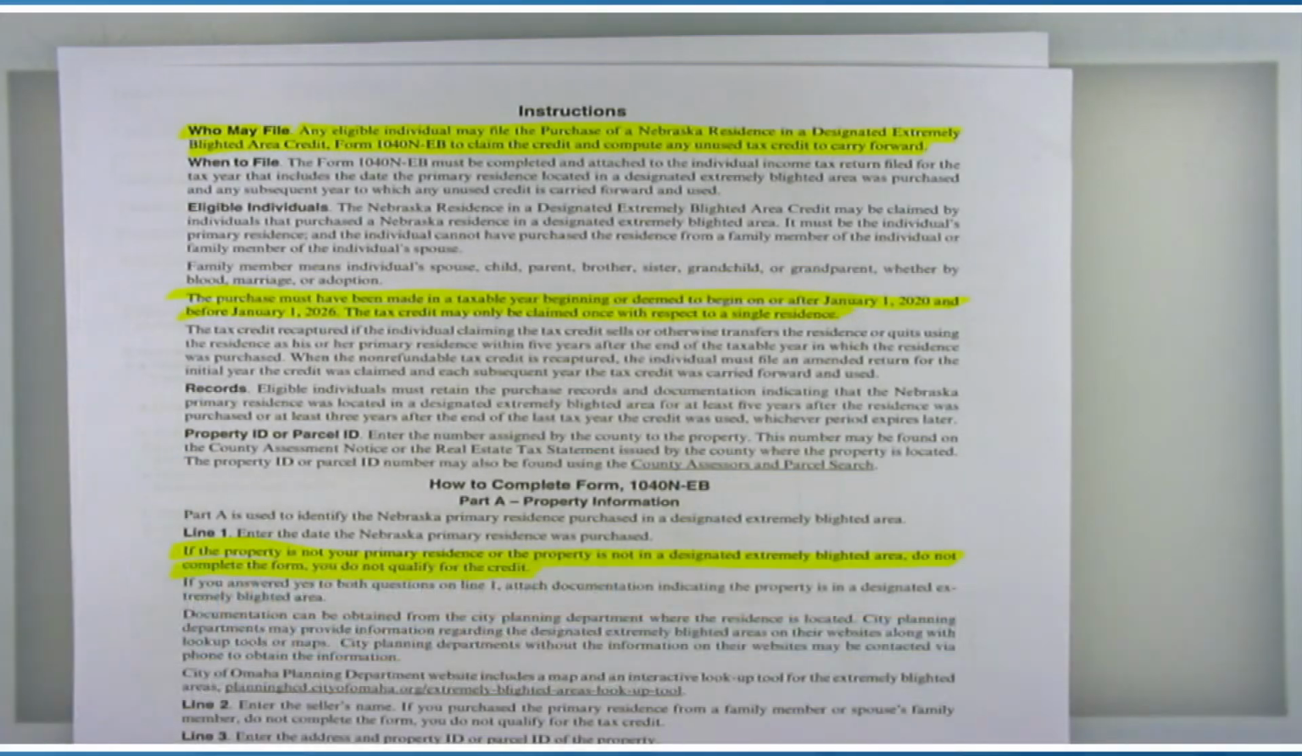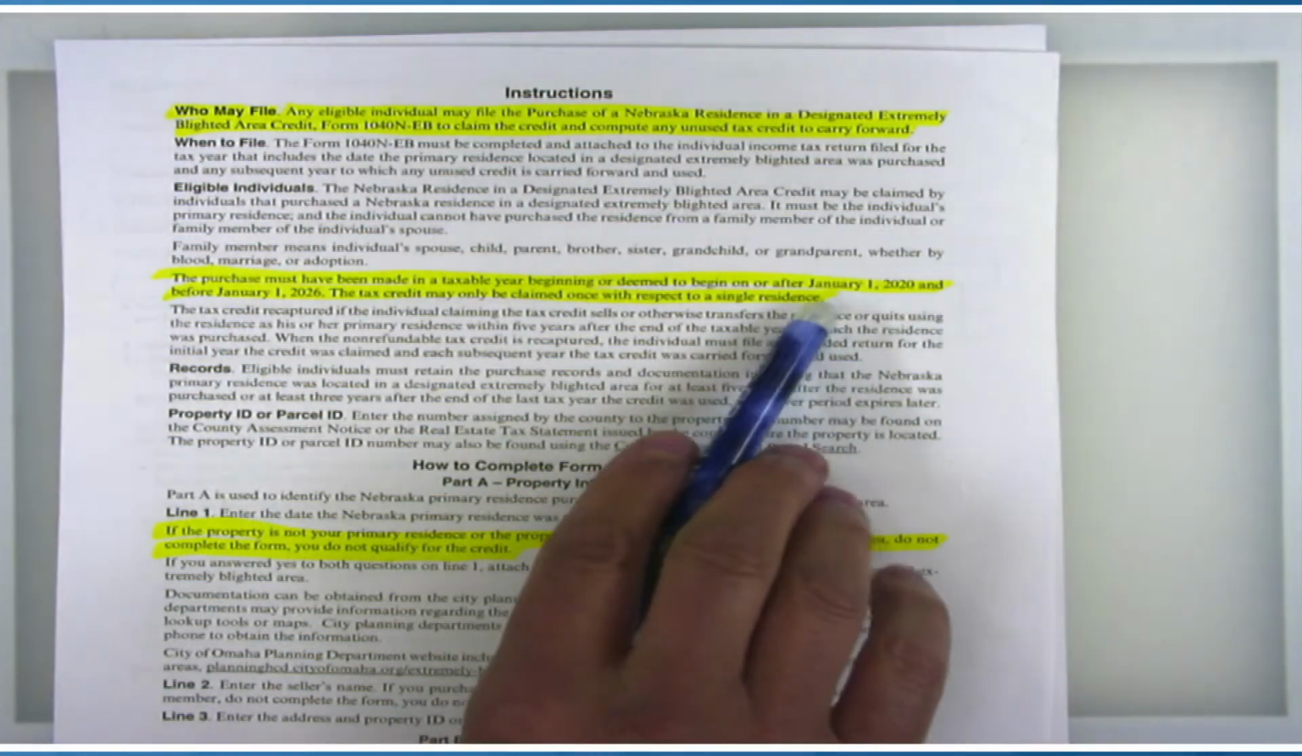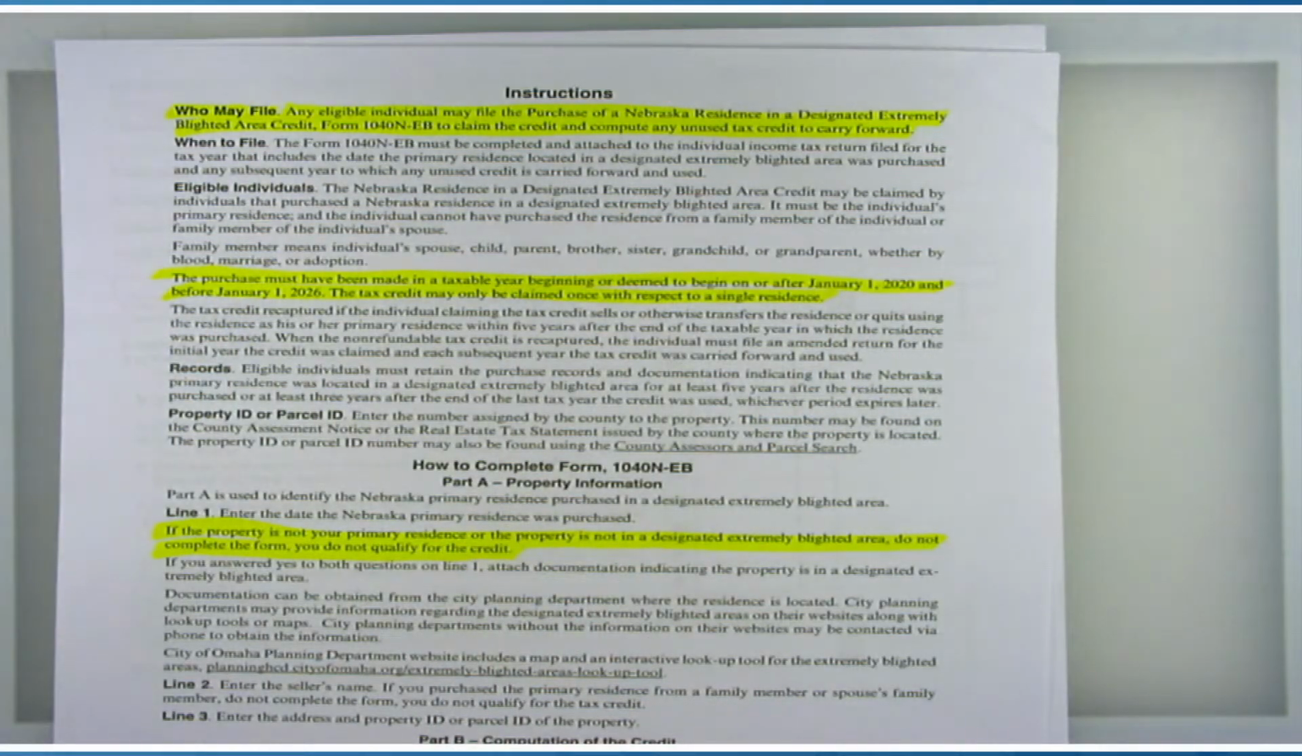You have to be buying in an extreme blight area. You have to agree to own and live in that area. And if you own and live in that area, you're eligible for a $5,000 tax credit. And it doesn't have to be used up in year one. It can be used up over a number of years. And the eligible period on this runs until January 1st, 2026.